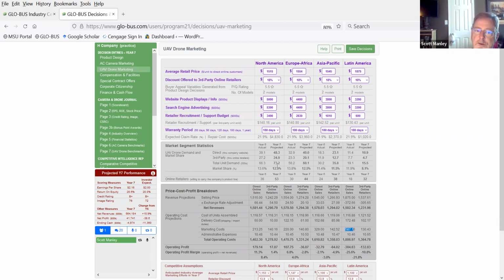Okay, so what I'm going to do is take this unit demand and spend basically based on unit demand. I want to spend $100 per unit on search engine advertising.